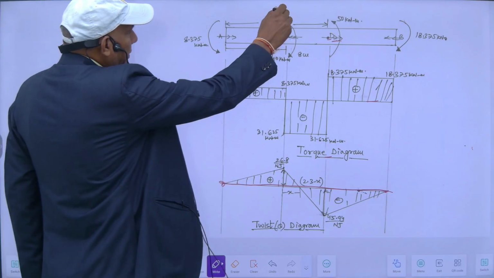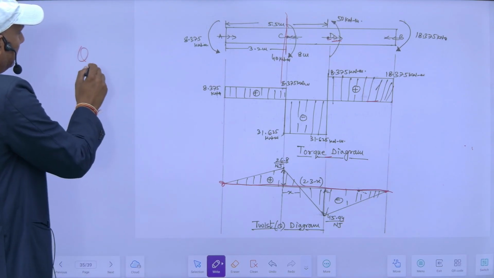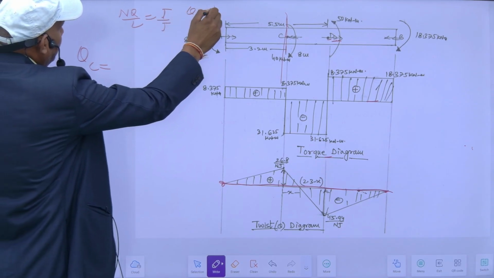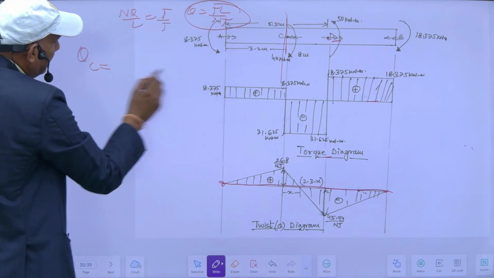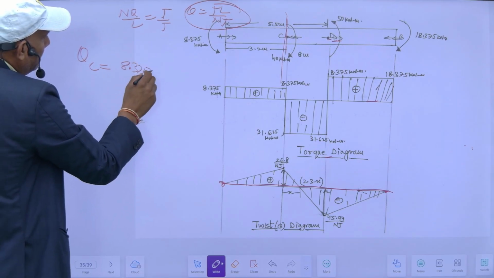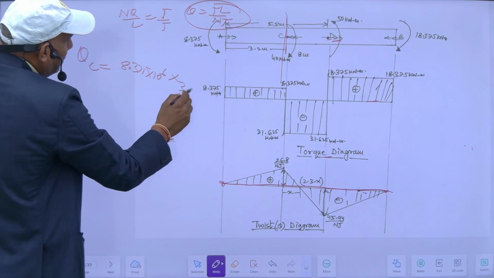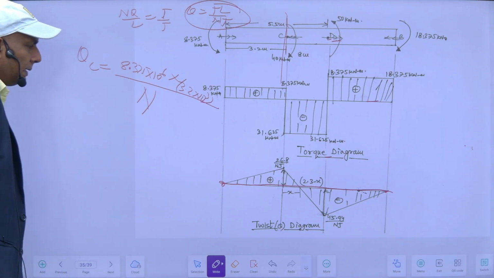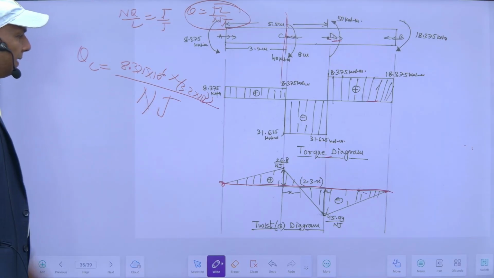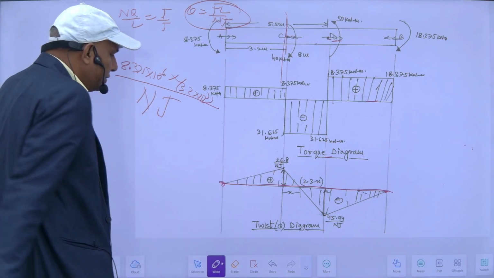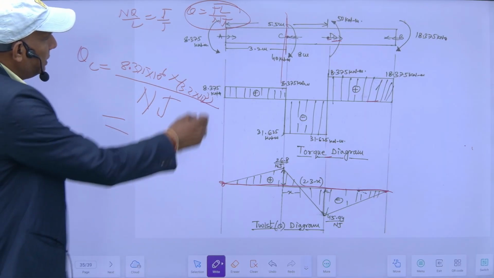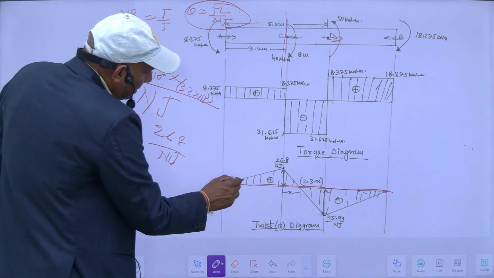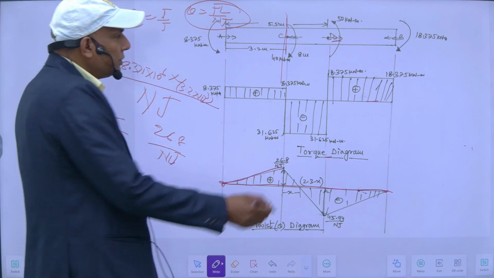My theta of this point, suppose theta C, will be equal to theta of AC, and that will be equal to Tθ upon L is equal to T upon J, meaning theta is equal to TL upon NJ. So theta C will be, T here is 8.375 kilonewton meter, times 10 to the power of 6 in Newton mm, into length 3.2 into 10 to the power of 3 in mm, upon NJ. N and J are not given, so I keep it in the form of NJ. It will come out to 26.8 over NJ, and this is positive. This I have considered positive. So this is 26.8 over NJ.